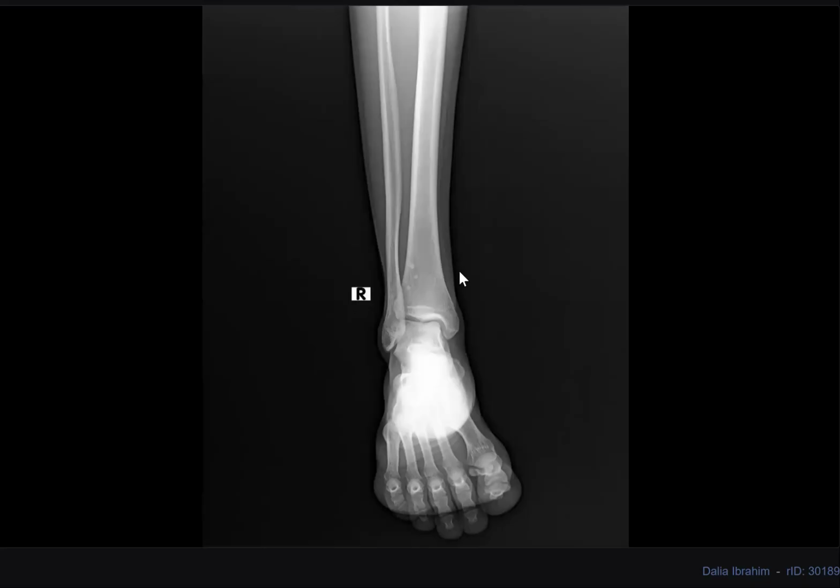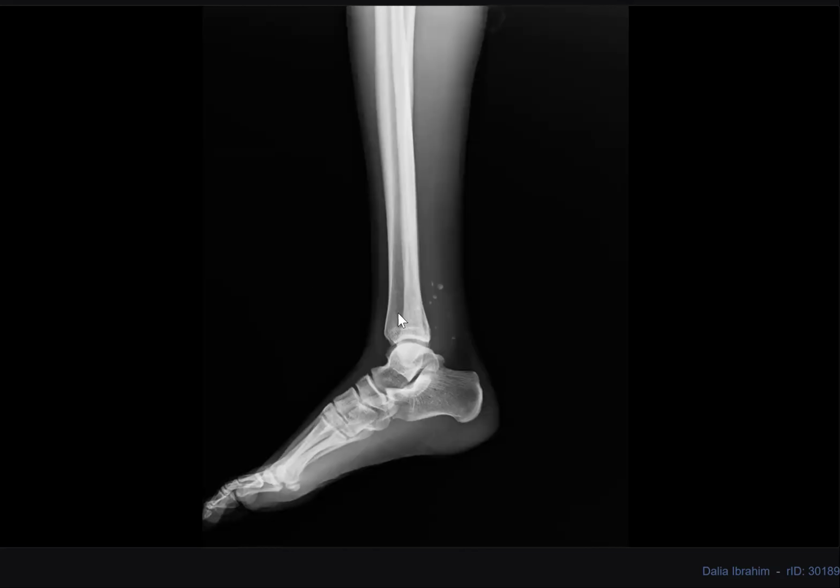I let you complete the case, but how to describe this? Multiple small sclerotic lesions are seen projected over, not within, the distal right tibia, which may be bony in origin or may be soft tissue overlapped over the tibia. So I'd like to see another view.